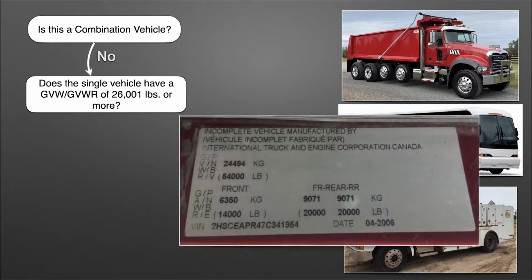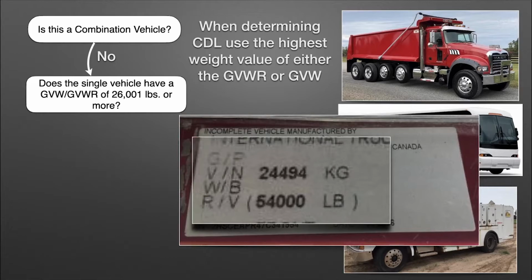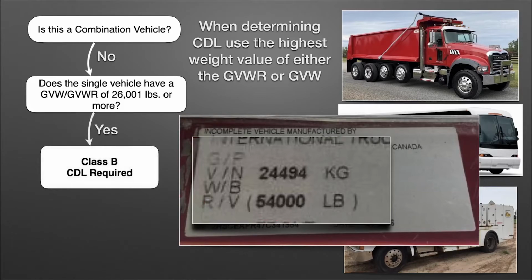So we look at the VIN plate, we pull that VIN plate up. Let me zoom in on that just so you can see it a little bit better. It says gross vehicle weight rating 54,000 pounds. So we're going to answer yes to that. Once we see that it's greater than 26,000, it's a Class B CDL truck. CDL license required to drive that.